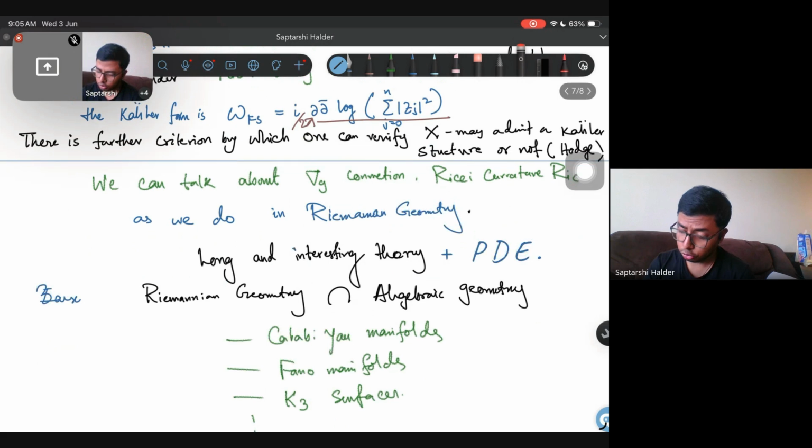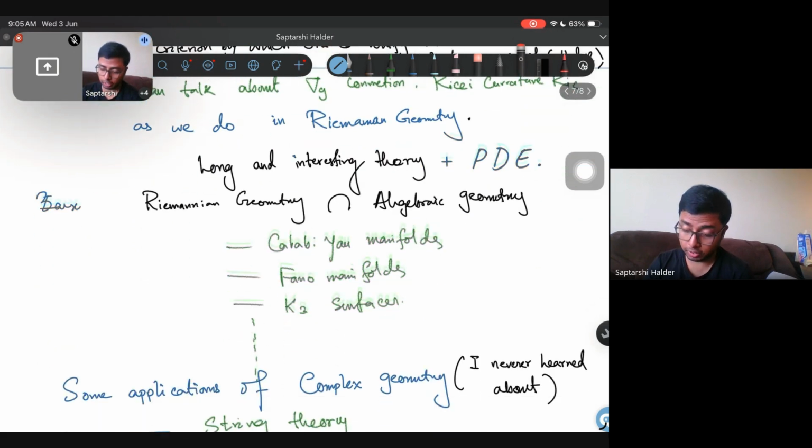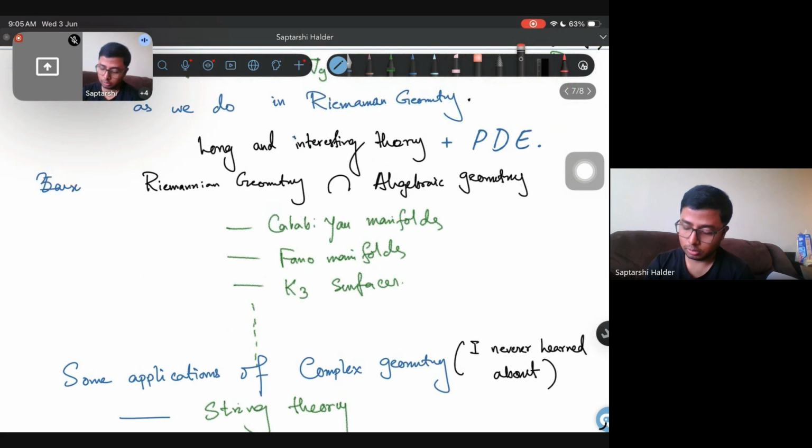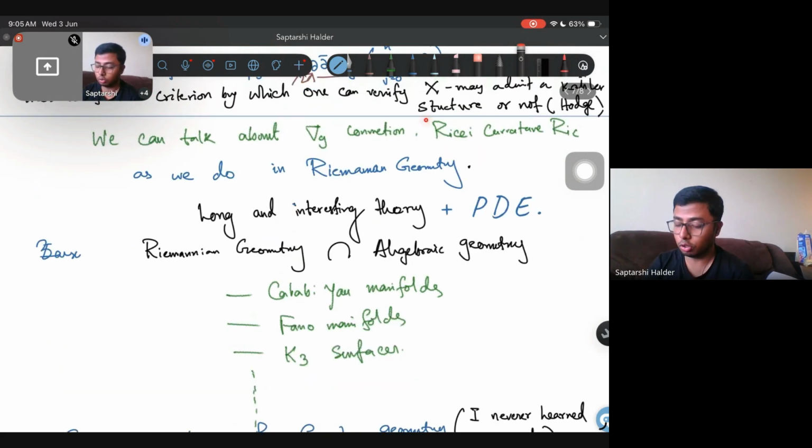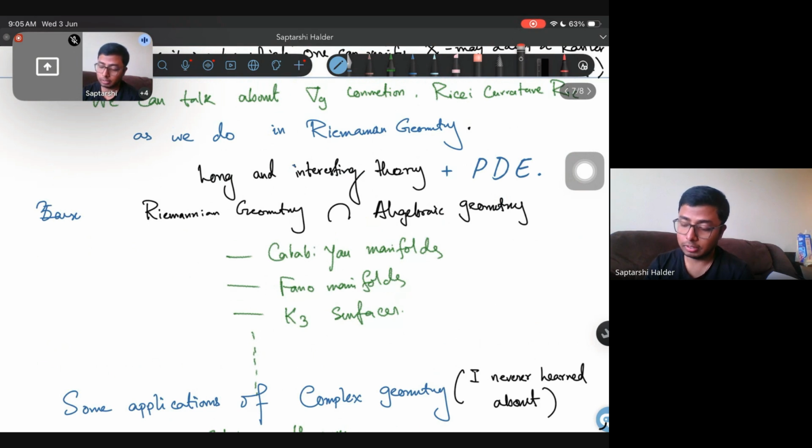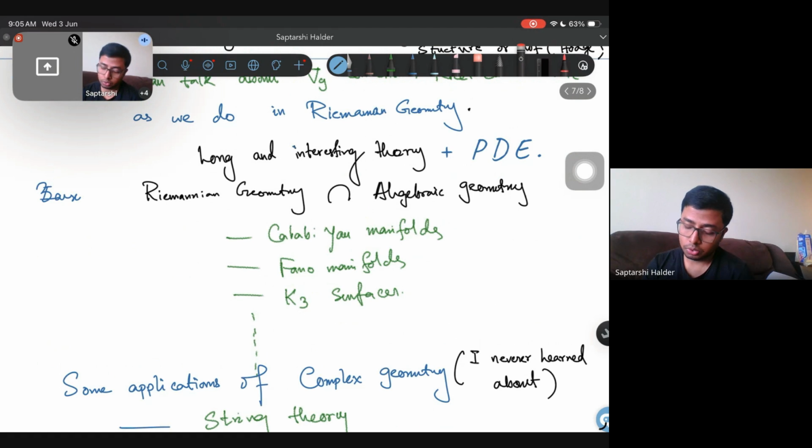Some of the interesting topics after this are the Calabi-Yau manifolds. A Calabi-Yau manifold is a Kähler manifold where the Ricci curvature, which we talked about, is Ricci flat. And there are some other classes of manifolds. All have the common question of whether a complex manifold admits a Calabi-Yau structure or not.